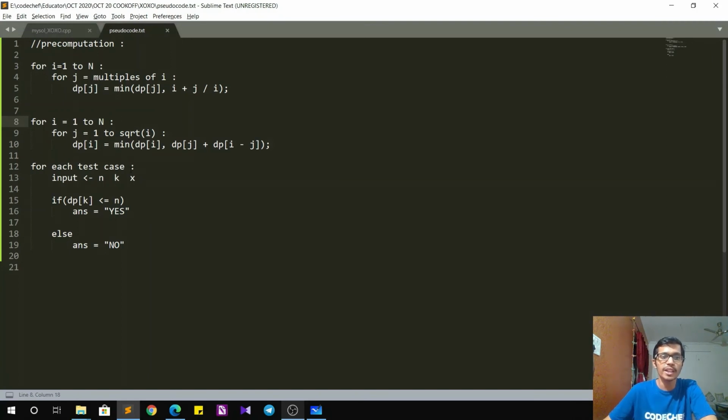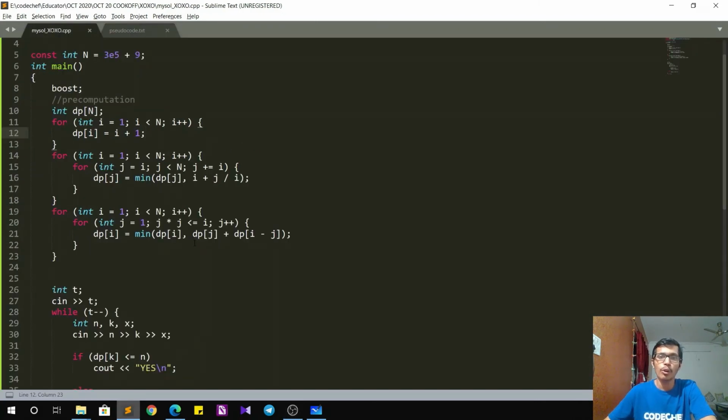And then for each test case, we take the input that is n, k and x, and we just check if dp of k is less than or equals to n. If yes, then we can create a sequence. So we output the string yes, or else we output the string no. Following is the C++ implementation of the code.